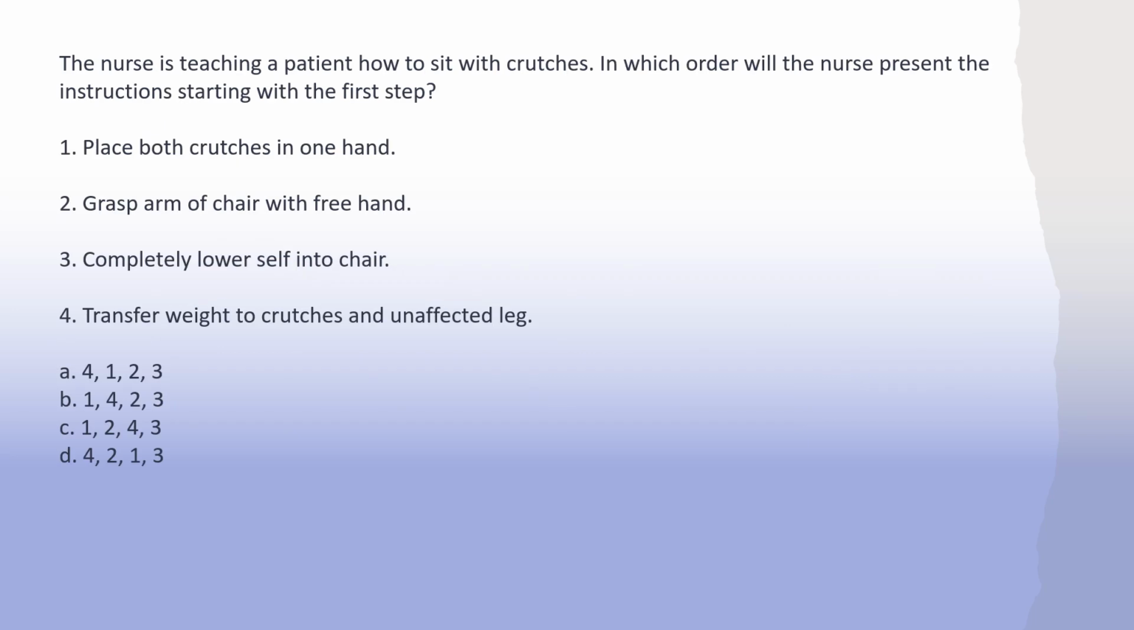The nurse is teaching a patient how to sit with crutches. In which order will the nurse present the instructions, starting with the first step? 1. Place both crutches in one hand. 2. Grasp arm of chair with free hand. 3. Completely lower self into chair. 4. Transfer weight to crutches and unaffected leg.